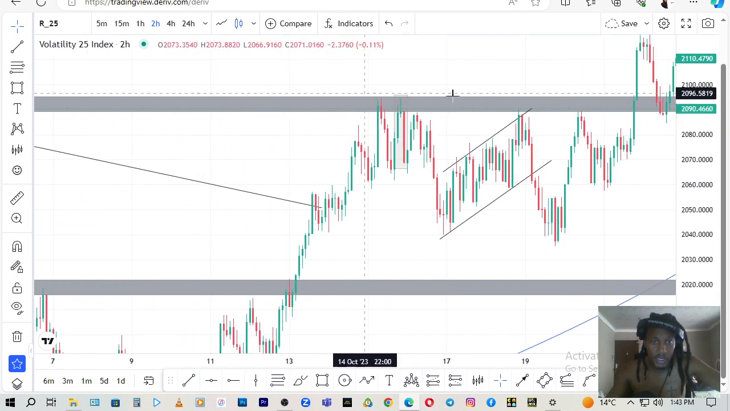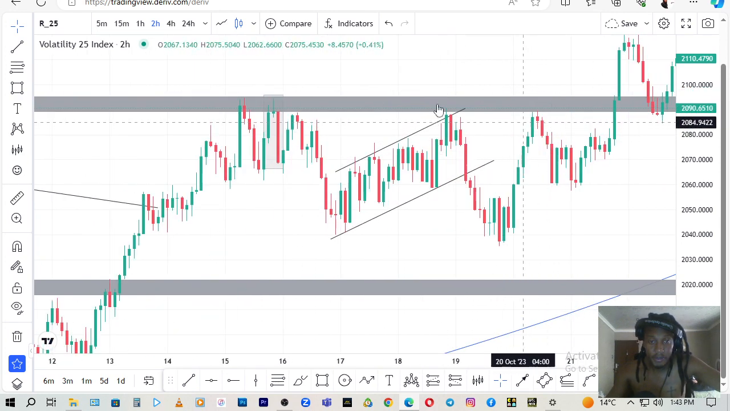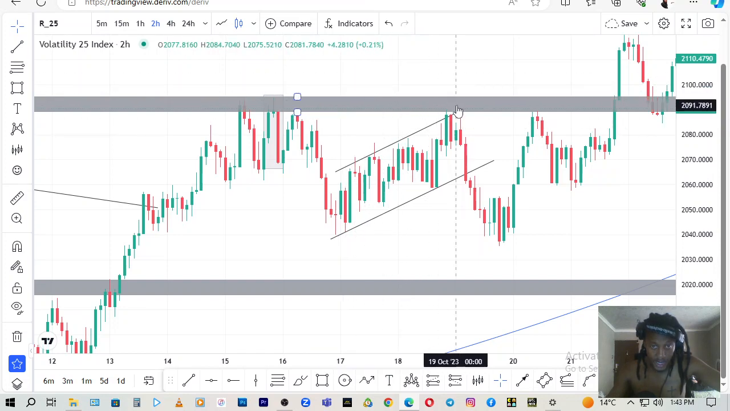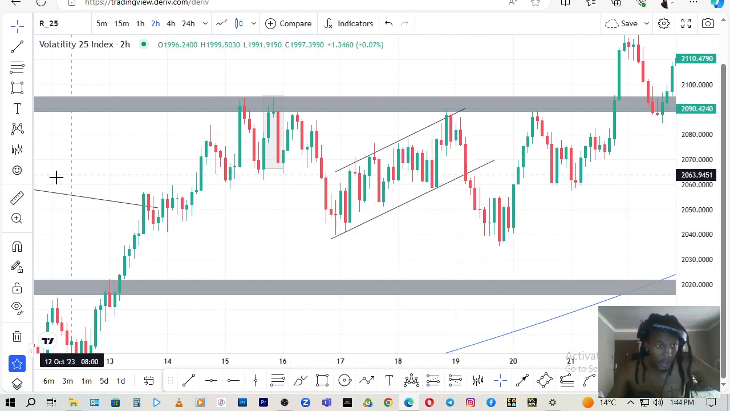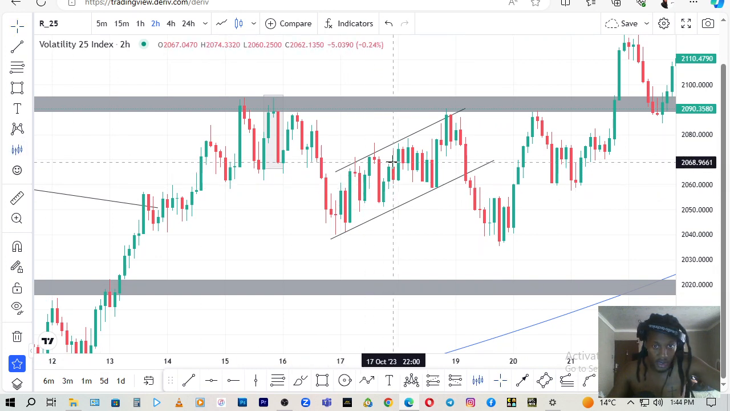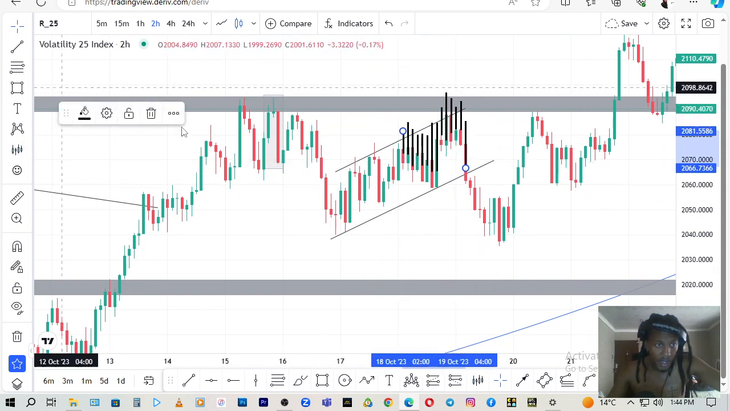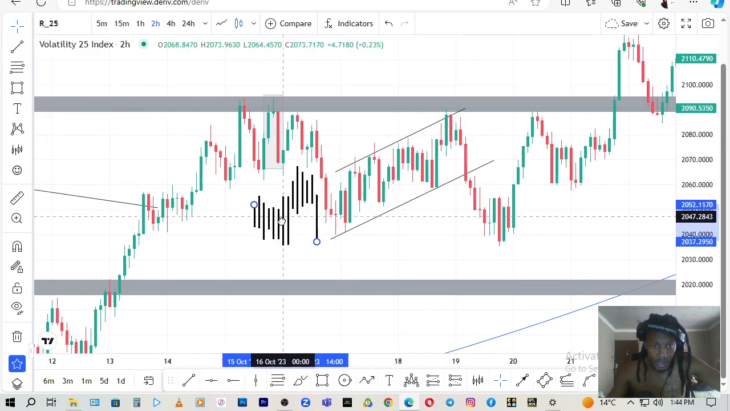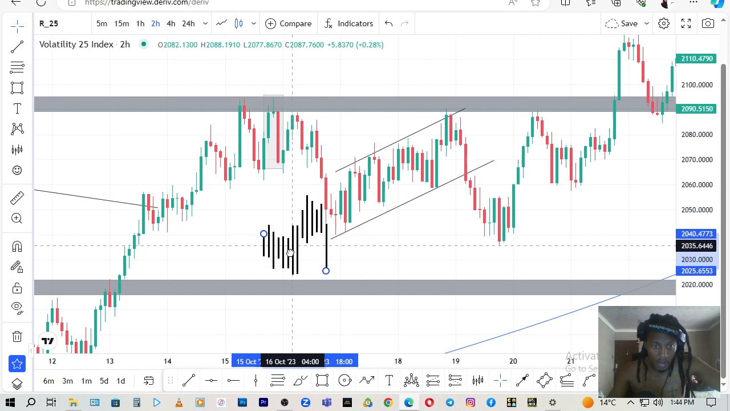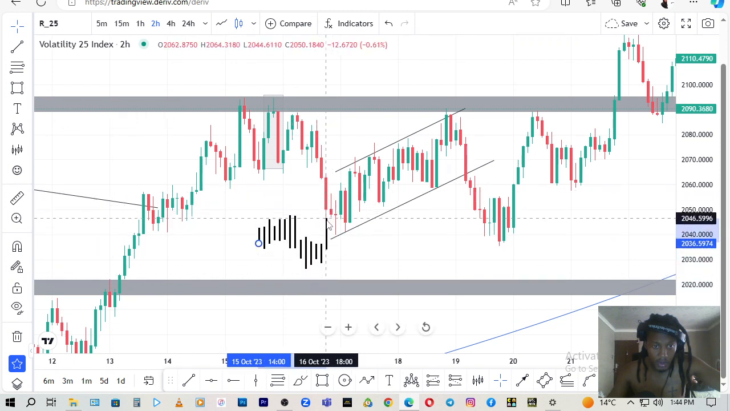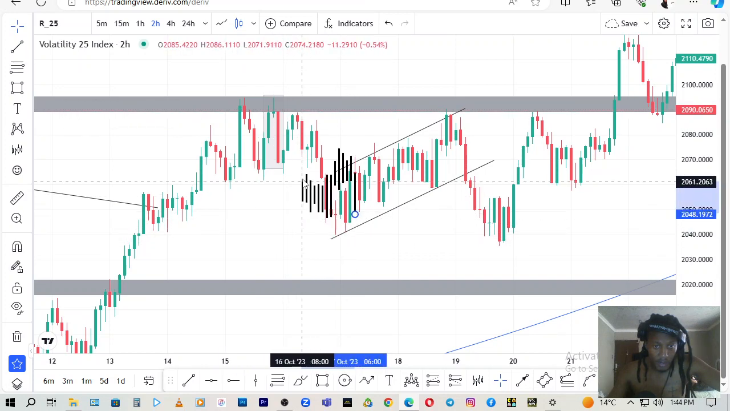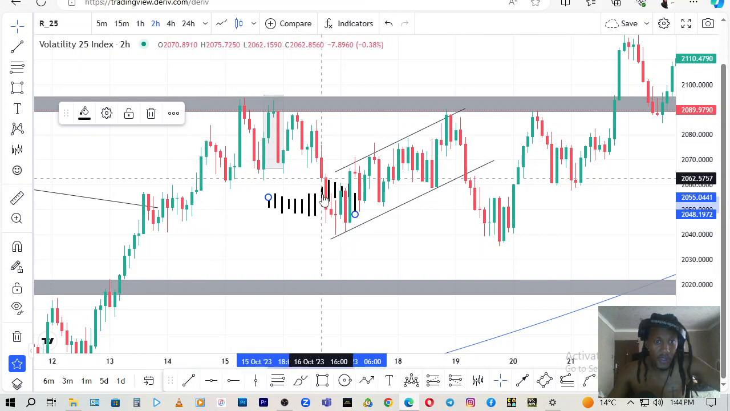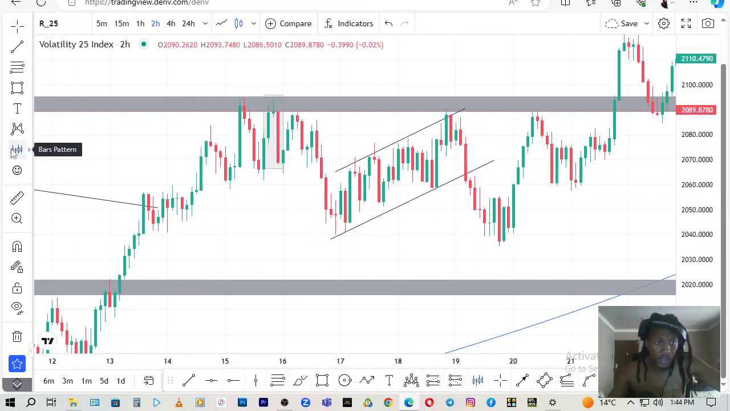Because then remember, this is my resistance over here. So overall, I'd be looking for it if the market was very steep. Let me just use this. If we had something like this, let me just do this. Nah, it's not working. Let me just try to add another one.